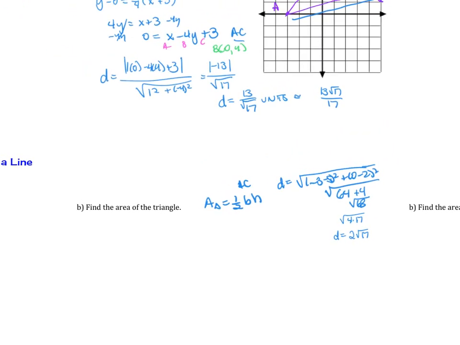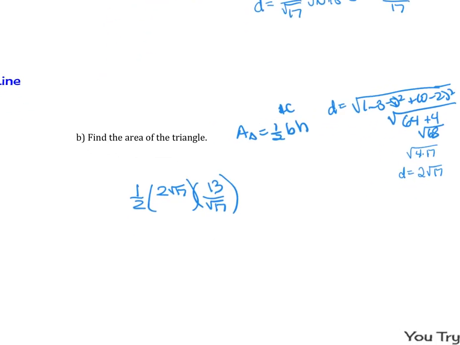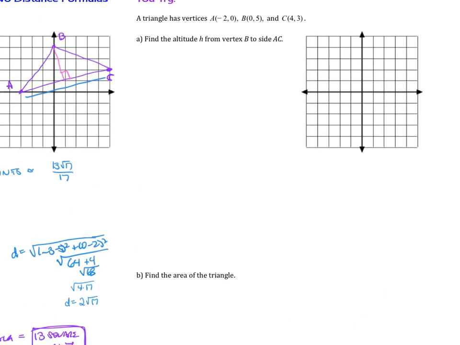So now we can apply the area of the triangle. The area of the triangle is 1/2 times the base. The base is AC, which is 2 root 17, times the height, 13 over root 17. In this case, it's helpful to leave it unrationalized for now. And then we simplify. Notice the 2's cancel, the root 17's cancel. So therefore, the area of the triangle ends up being 13 square units. Okay, so we're just using a lot of what we learned in this section and applying it to the last problem. So try this example.